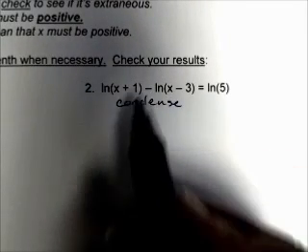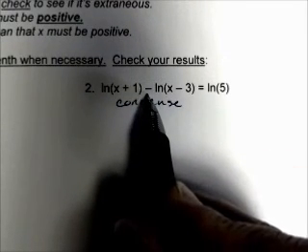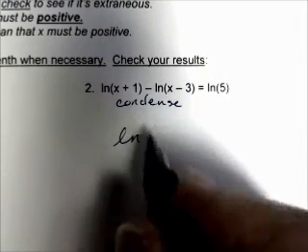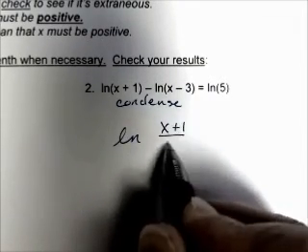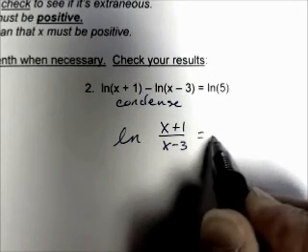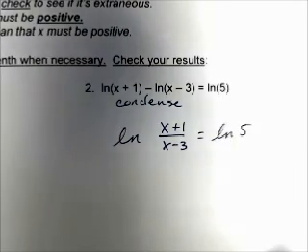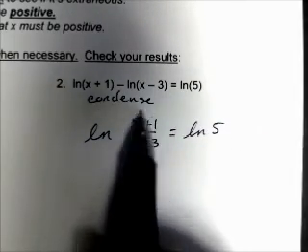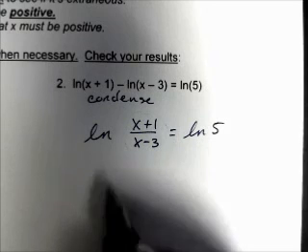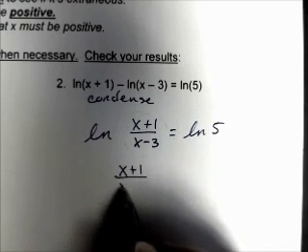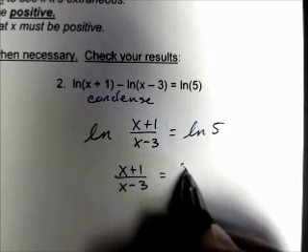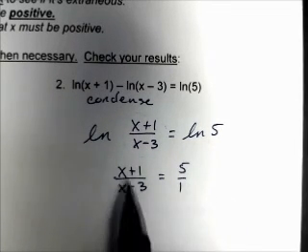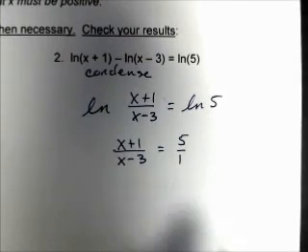All right. So the subtraction between the 2 ln's meant it was division to start with. So we have the single ln of (x plus 1) divided by (x minus 3) equals ln 5. Now we have ln's on both sides, so that means the arguments would have to be equal. So x plus 1 over x minus 3 would have to equal 5. And I'll write that 5 as 5 over 1. And now we're set up to simply cross multiply.